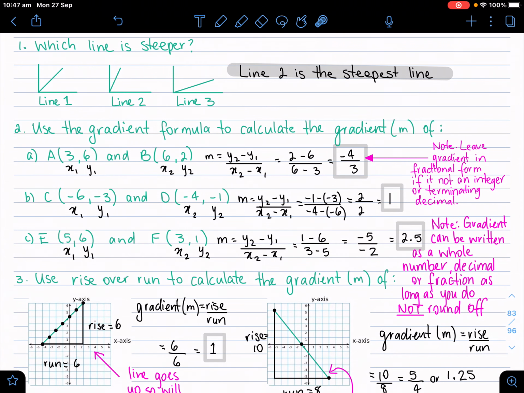Let's start with example 1, where we talk about the steepness of a line. So the steepness of a line is the one that goes the most uphill or downhill. Which one of these is the steepest line? Well, you can clearly see it's line 2. It's the most uphill. Now imagine climbing that.